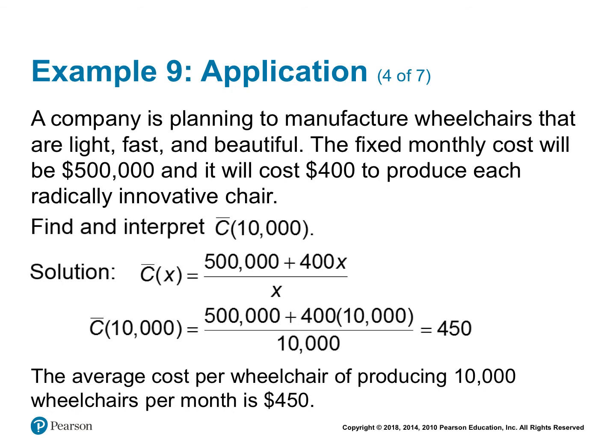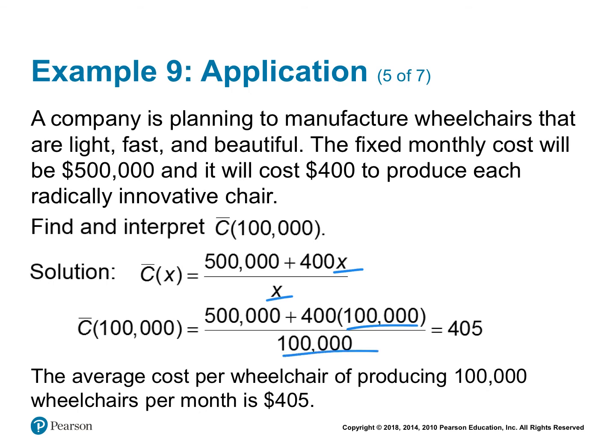Okay, now let's see if we produce 10,000. So now you replace our x's with 10,000. The average cost per wheelchair of producing 10,000 of them is $450 per month. And then 100,000, again, just replace our x's with 100,000, you get 405. So the average cost per wheelchair of producing 100,000 wheelchairs per month is $405 per wheelchair.